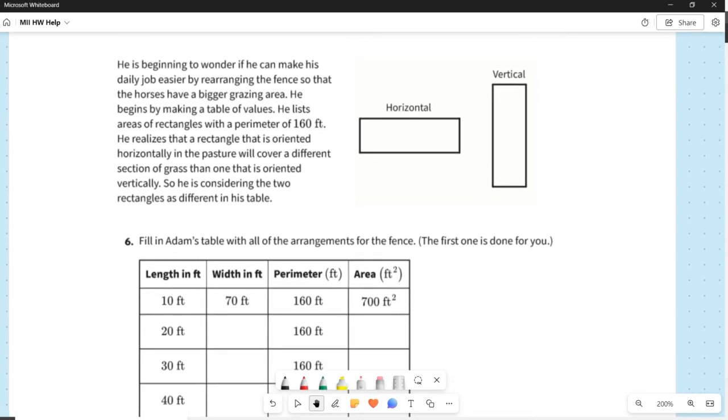He is beginning to wonder if he can make his daily job easier by rearranging the fence so that the horses have a bigger grazing area. He begins by making a table of values. He lists areas of rectangles with a perimeter of 160 feet. He realizes that a rectangle that is oriented horizontally in the pasture will cover a different section of grass than one that is oriented vertically. So he is considering the two rectangles as different in his table.